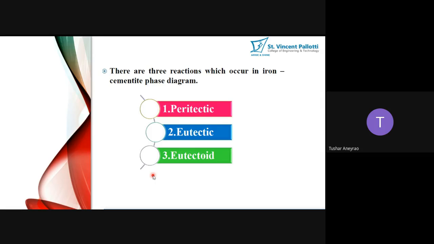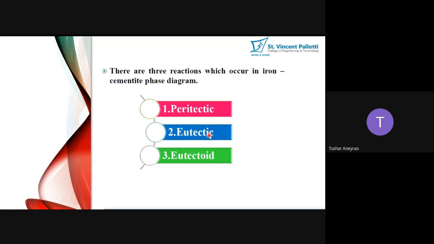What is happening in peritectic? Sorry, alpha plus liquid, that is delta ferrite plus liquid. Let me tell you the reaction: what is happening in peritectic is that delta ferrite plus liquid is getting converted into austenite. Okay, this is the peritectic reaction in case of the iron carbon diagram.